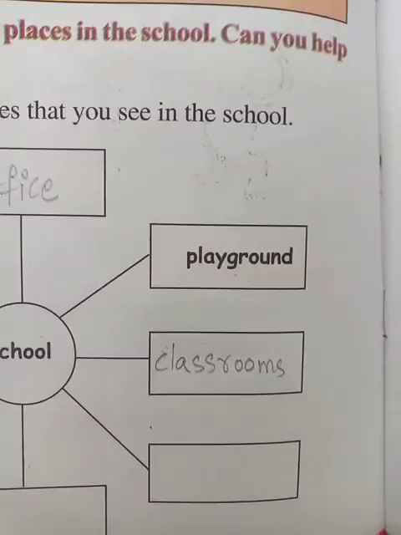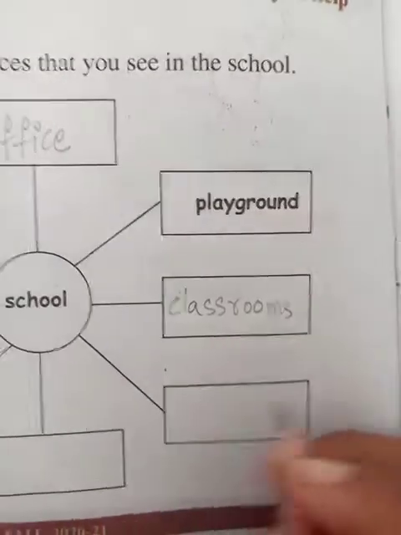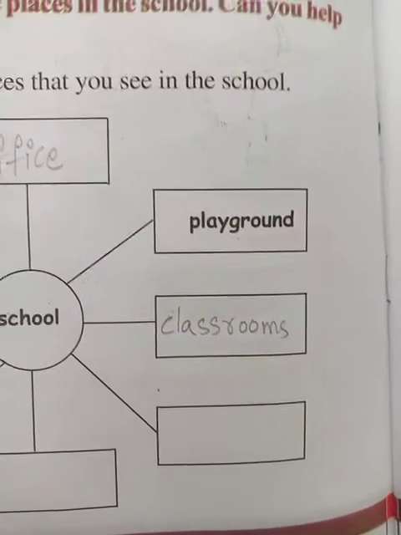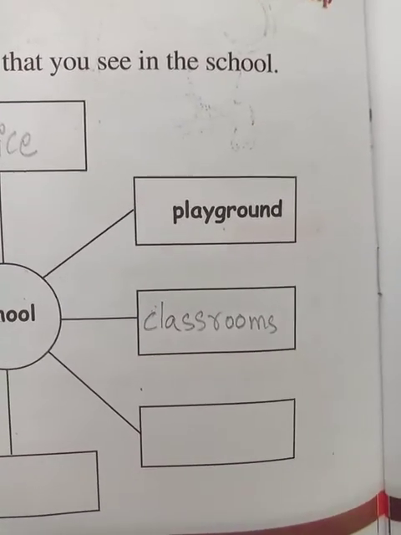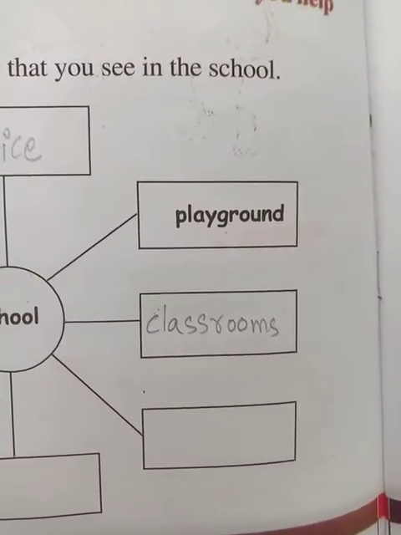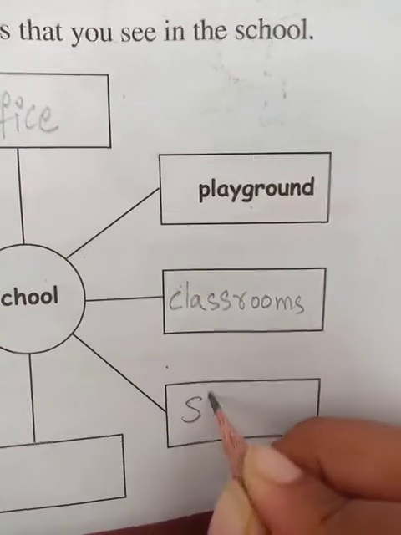Next, what do we have, children? Stage. We have a stage, right? What is a stage? We dance and we give speeches on stage on August 15th or on some occasions. Yes or no? Yes, stage. We have a stage. Right, stage.